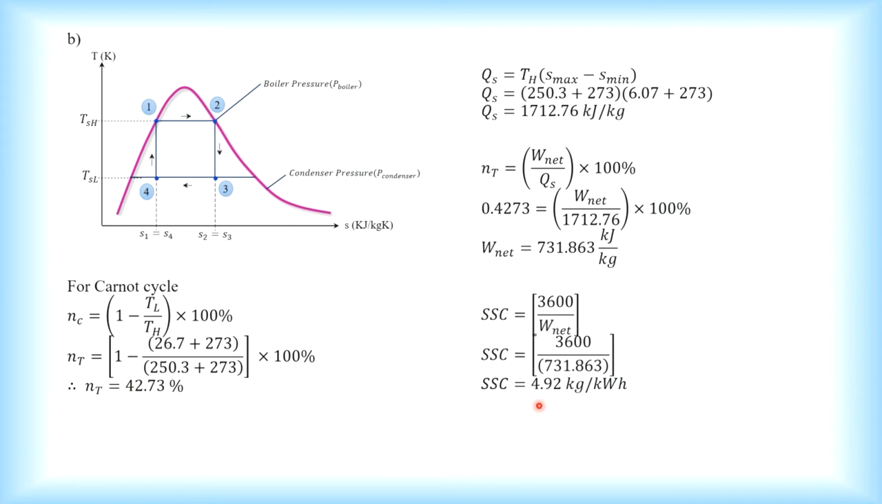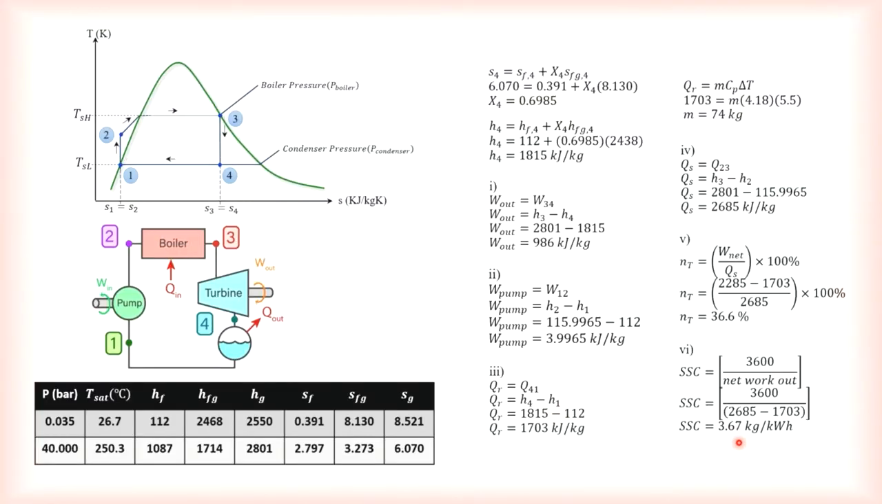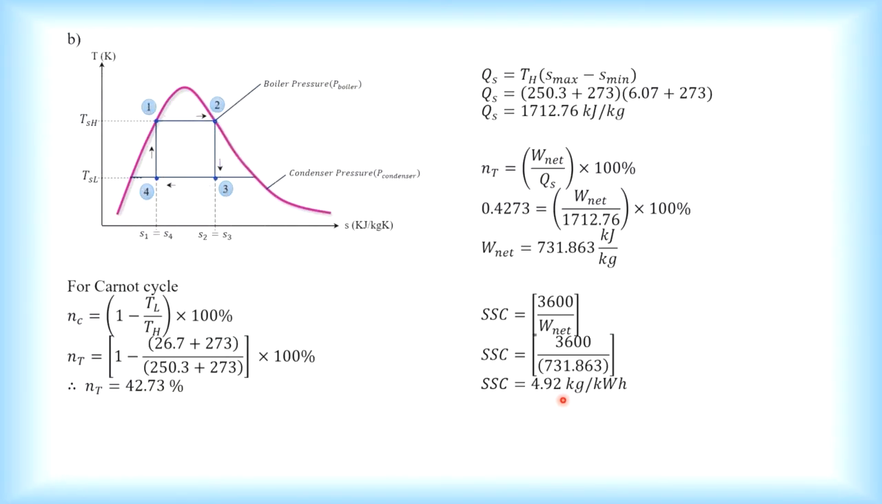The SSC is 4.92 kg per kilowatt hour. As you compare, this is 3.67 only, whereas for the Carnot cycle you have 4.92. So with the Carnot cycle, you will be able to look into the difference between the SSC and also the cycle efficiency. The cycle efficiency is higher, as well as the specific steam consumption. That is all for this problem solving question.